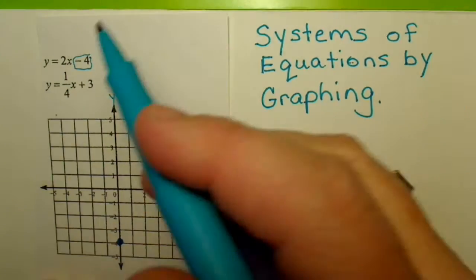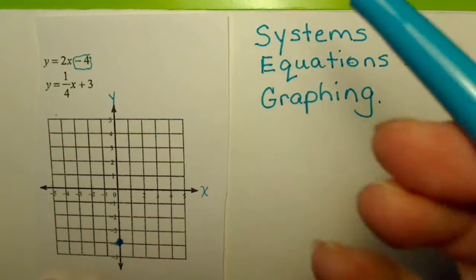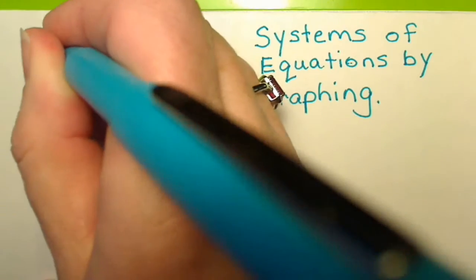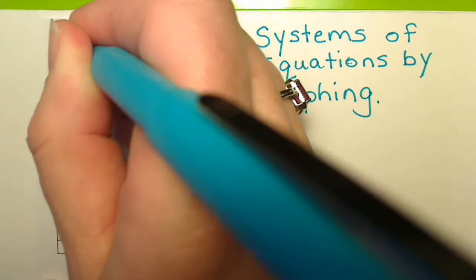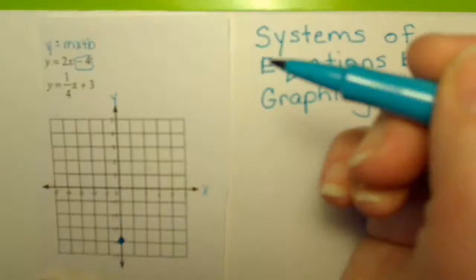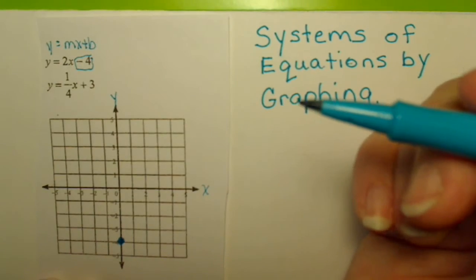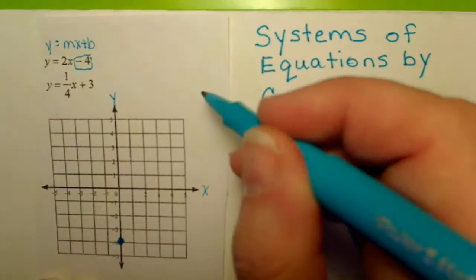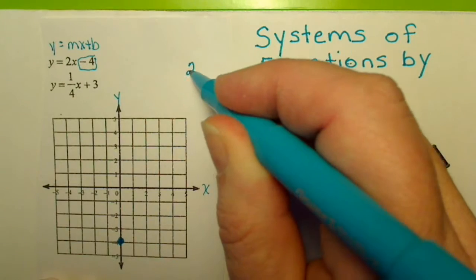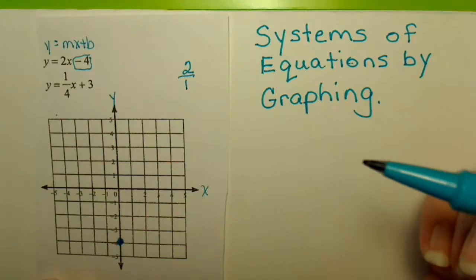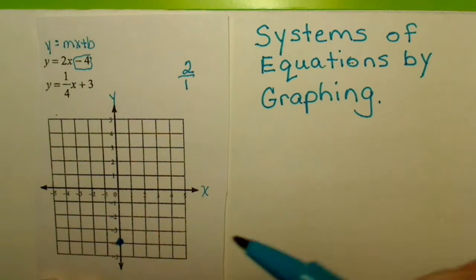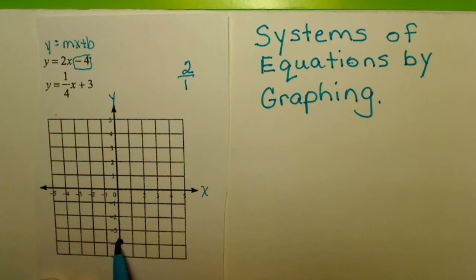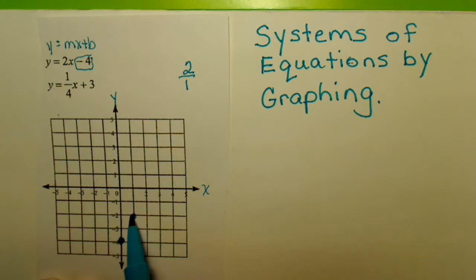All right, then I'm going to look at the 2. That's in the slope spot, because it's y equals mx plus b. M is the slope. My slope in this equation is 2, so I'm going to automatically put it over 1. And that is rise over run. So from here, I'm going to rise 2 and run over 1.